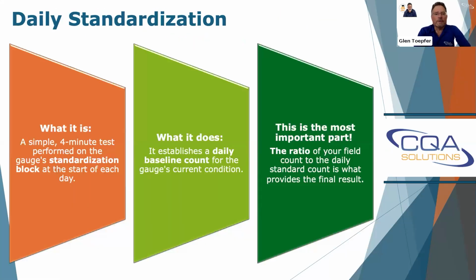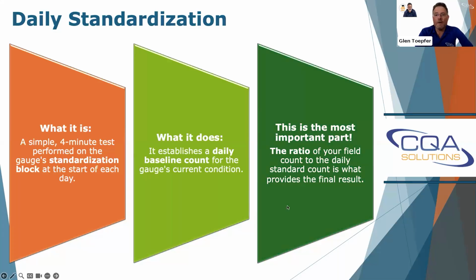What is the standardization? Typically a 4-minute test, and it's performed on the standardization block for the gauge, typically at the start of each day. Again, it establishes your daily baseline. I'll get into showing you that here with a sample calculation. The most important part is making sure that your gauge has the right standard in for the day. You get the standard wrong, and I've seen people do it, I've done it myself, and it'll mess up your day. You'll get all kinds of funky results.